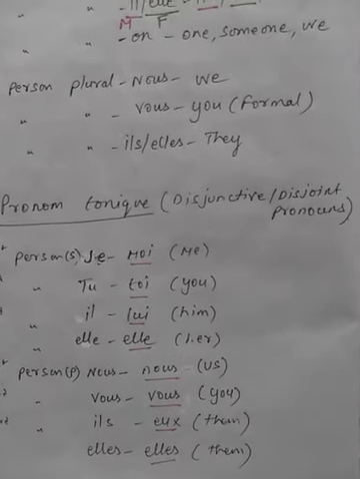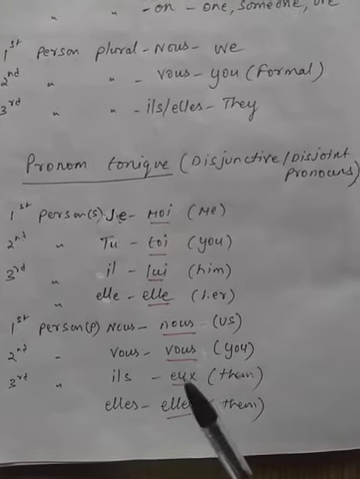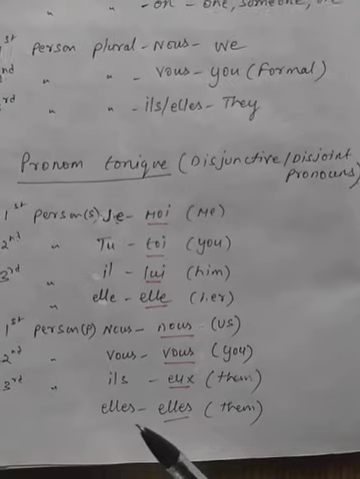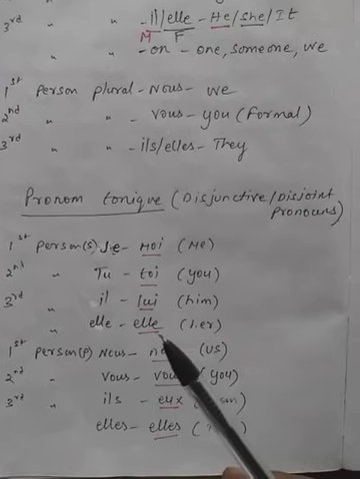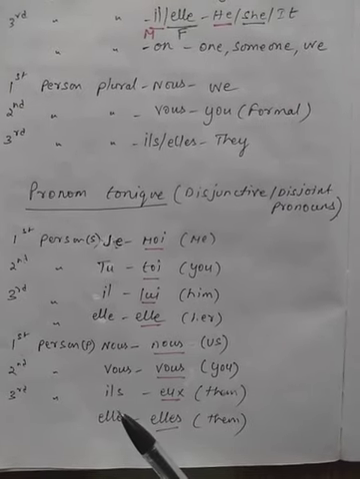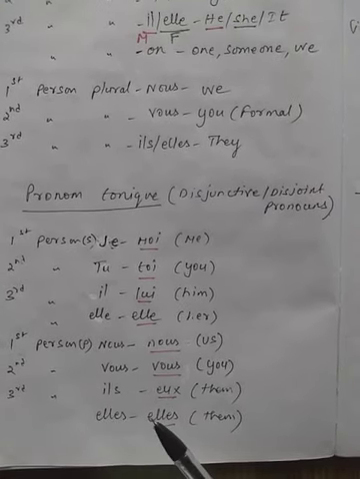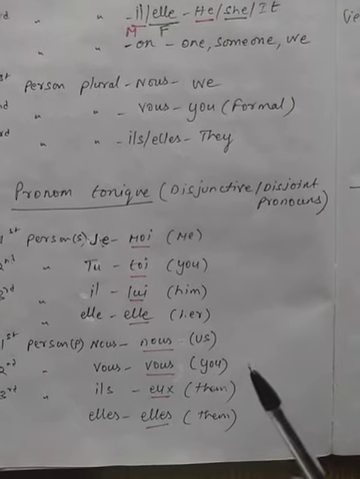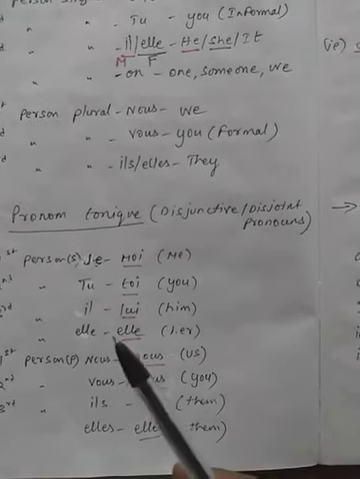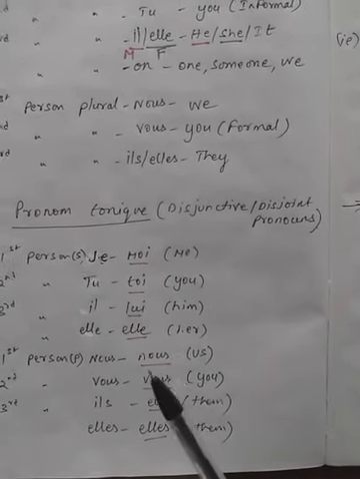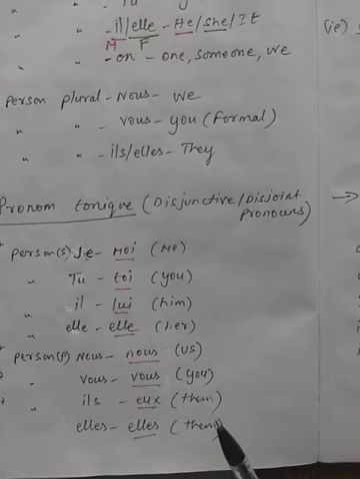First person plural NOUS, second person plural VOUS, and third person plural, masculine and feminine. Here also it is given separately: for a masculine subject, EUX; for a feminine subject, ELLES. Meanings are given here: MOI, me; TOI, you; LUI, him; ELLE, her; NOUS, us; VOUS, you; EUX, them; ELLES, them.